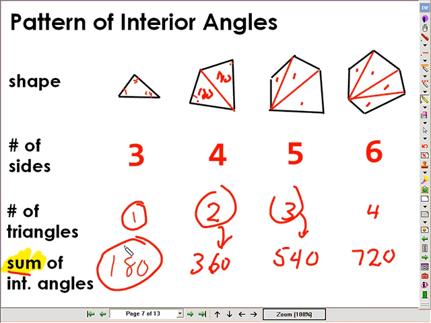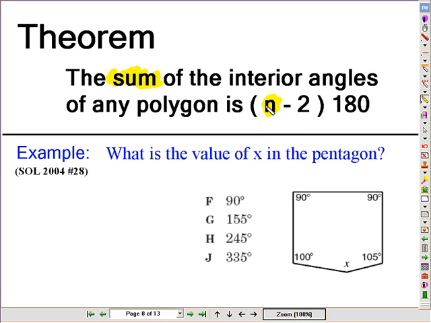Look at that again. The number of sides subtract 2 is the number of triangles. And then 180 degrees per triangle. So it's the number of sides, take away 2, gives us the number of triangles times 180 per triangle. And that is our first very important theorem.